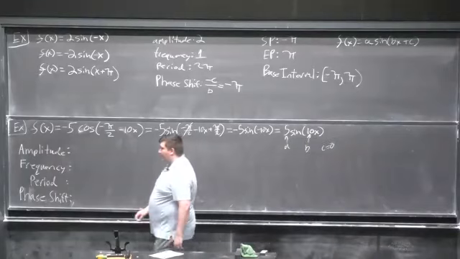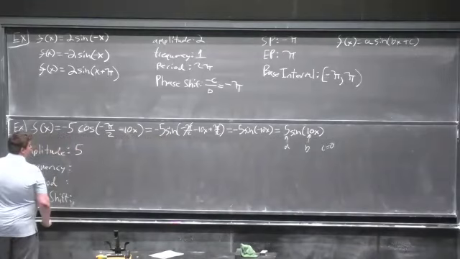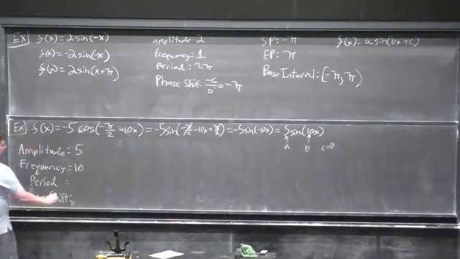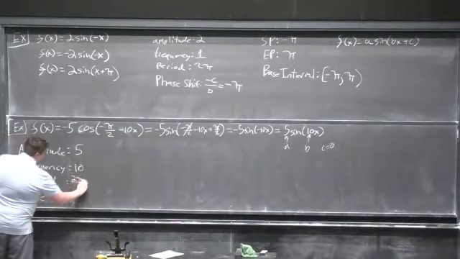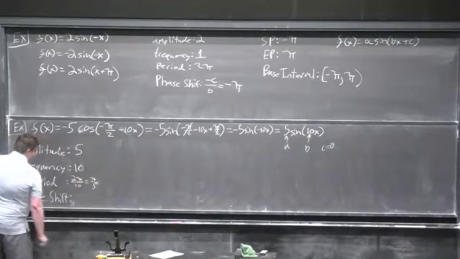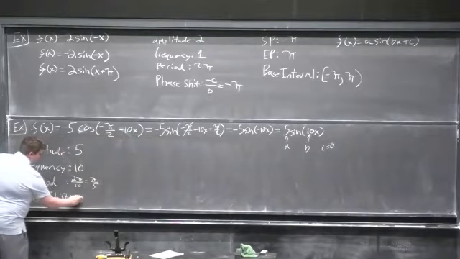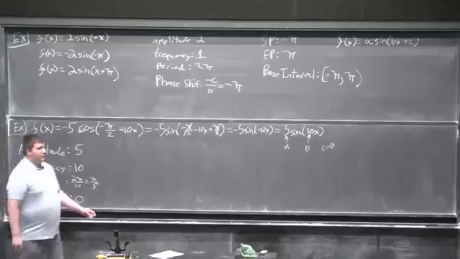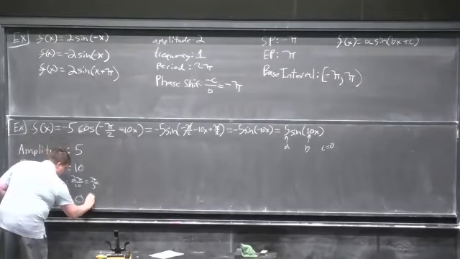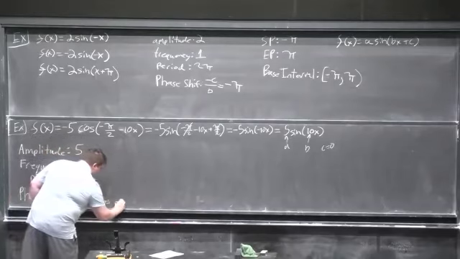So we can say that our amplitude is 5. Our frequency is 10. So that means our period is 2 pi over 10, which is pi over 5. Our phase shift is 0 because it's negative c over b. So this also implies an odd function.